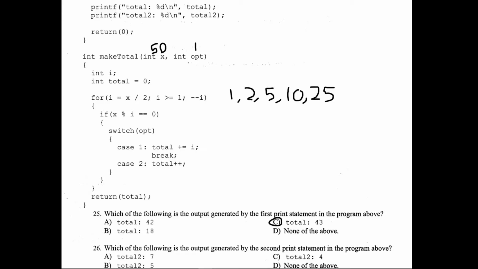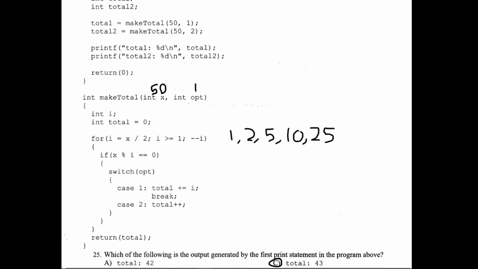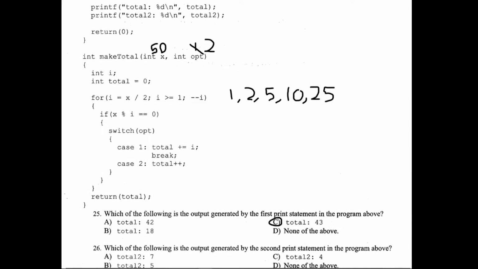Now, 26, which of the following is the output generated by the second print statement in the program above? And so now the second print statement, if we scroll up here, we can see that it's inputting 2 instead of 1. So instead of going through this first statement where it sums all of the total, it's going to count all of the factors instead of summing them. How many factors are there? There's 5 factors. The answer to 26 is B.